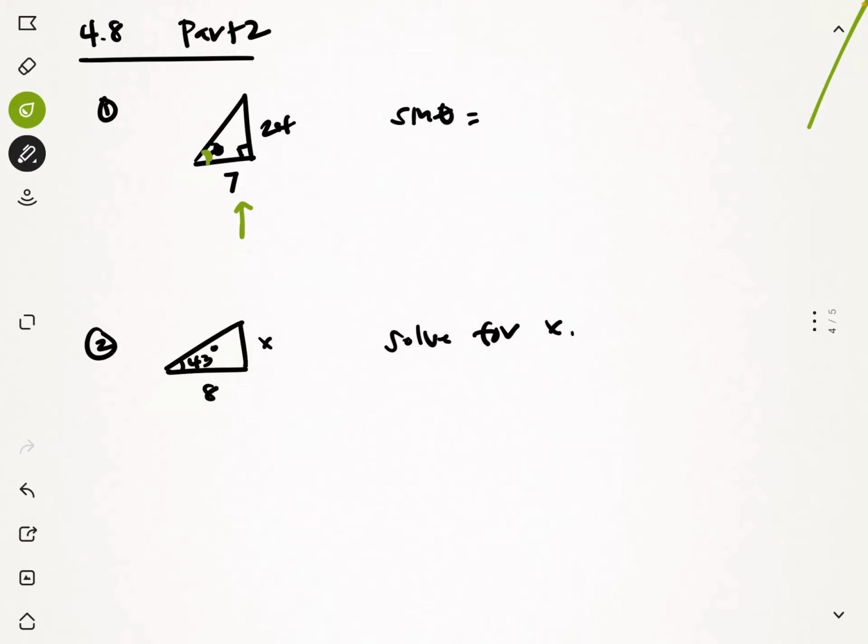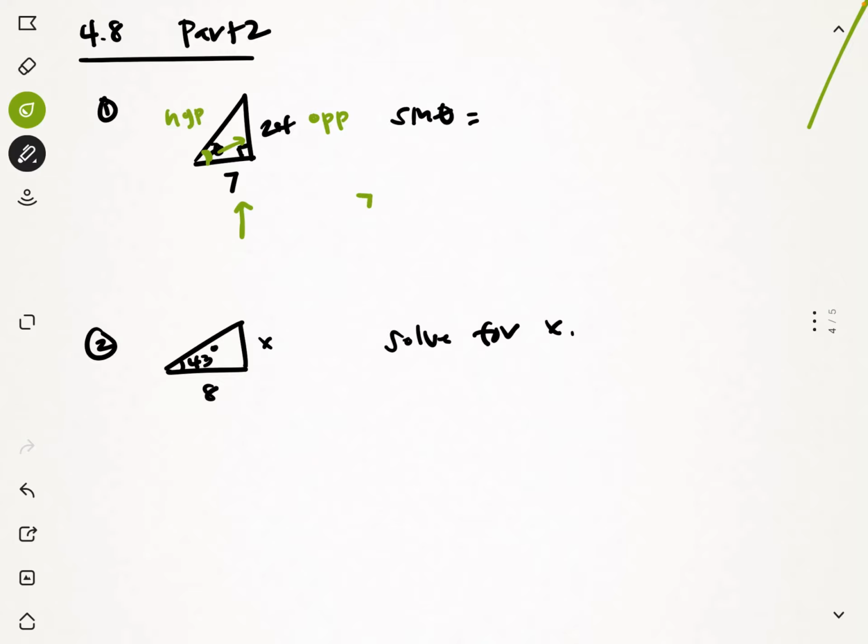Theta is in this corner. This is the angle on the bottom left. And it's asking us to find the sine. So notice that we do have the opposite, right? The 24 is the opposite side, but we don't have the hypotenuse in order for us to produce our sine, because sine is the opposite over the hypotenuse.